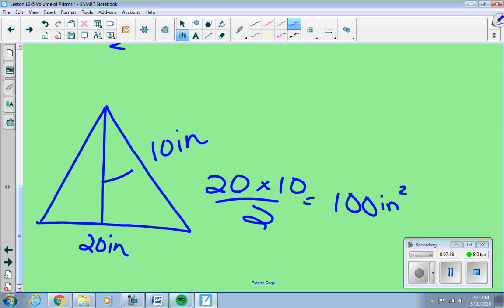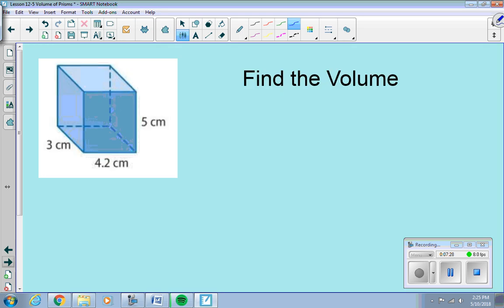Is everybody kind of coming back to triangles a little bit? Do I need to go over another one? Are you okay? Okay. So what we're going to do is start with just a plain old rectangular prism. If you want to draw this in your notebook, I'll show you how to draw it.